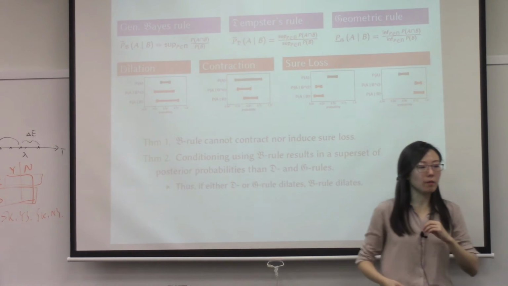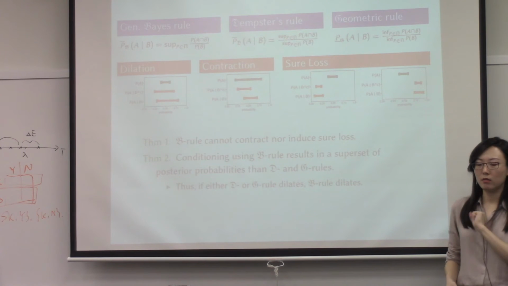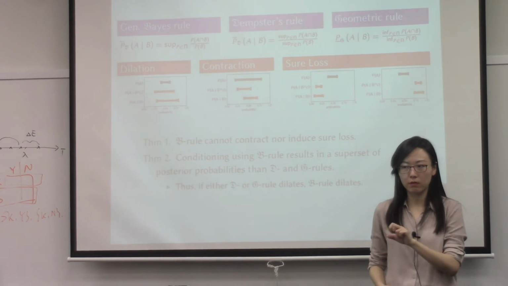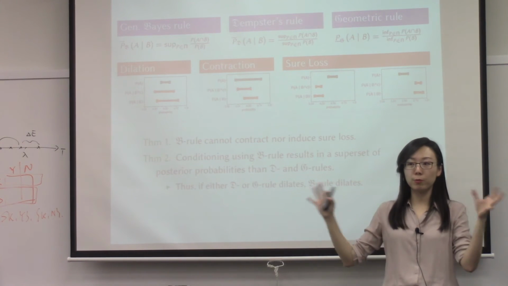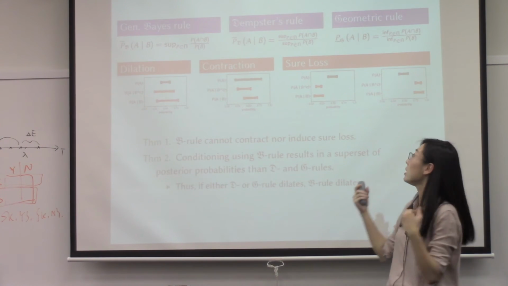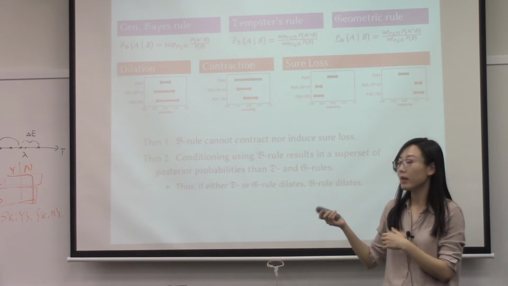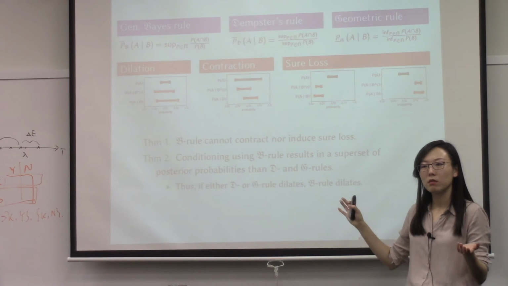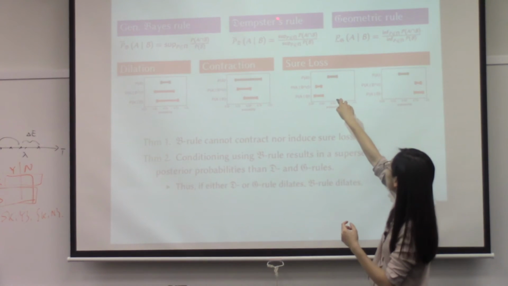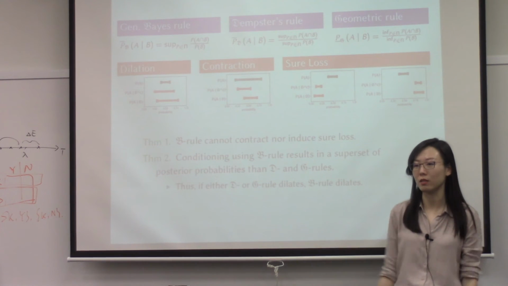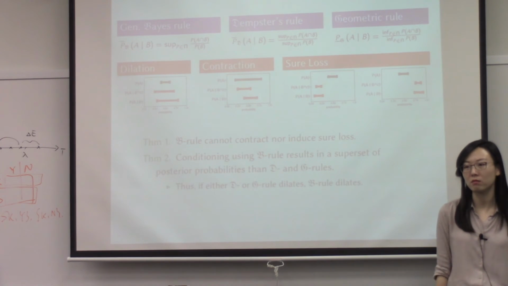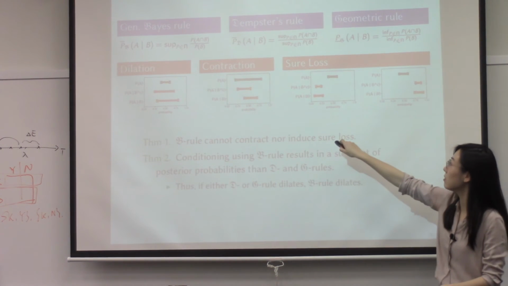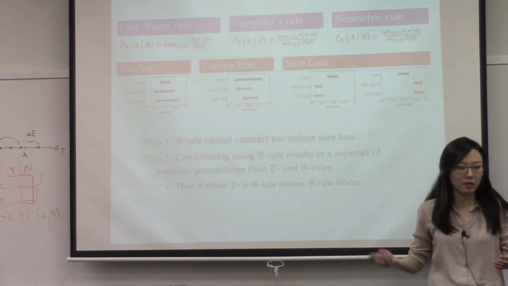Right. And the second thing that we learned is that the generalized Bayes rule is the most conservative of all three, in that it always gives you a superset of probabilities compared to either the Dempster rule or the geometric rule. That's why it dilates more. So a lemma to this is that it dilates more often. That is to say, if either the Dempster rule or the geometric rule dilates, you can expect the generalized Bayes rule definitely dilated, because it encompasses a superset of probabilities, but not the other way around. When generalized Bayes dilates, these two may or may not dilate. It's not clear.